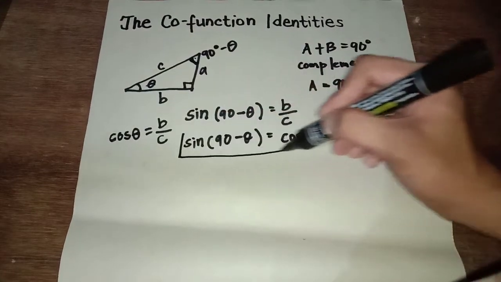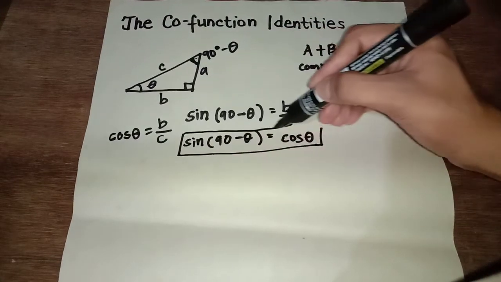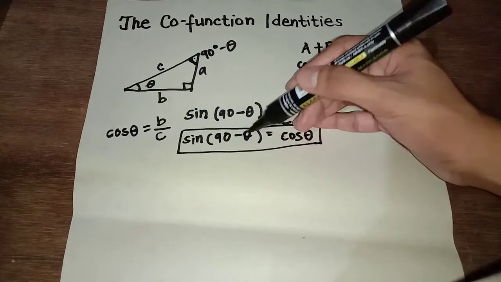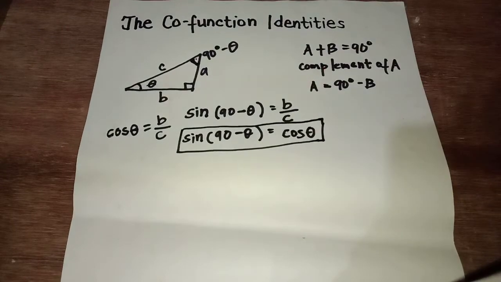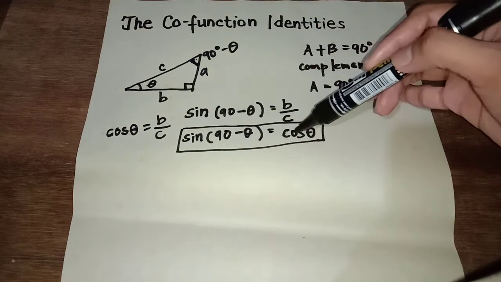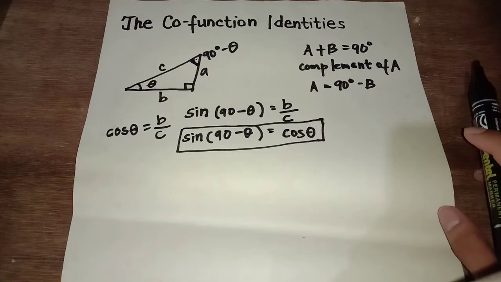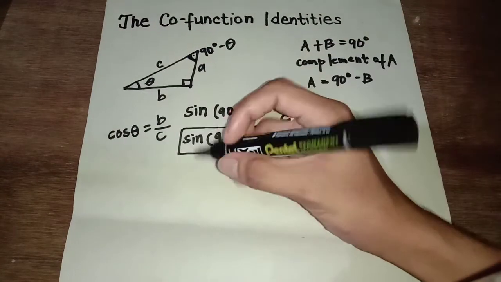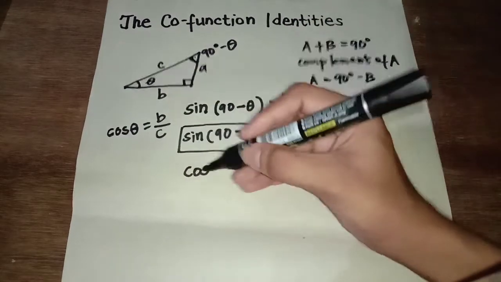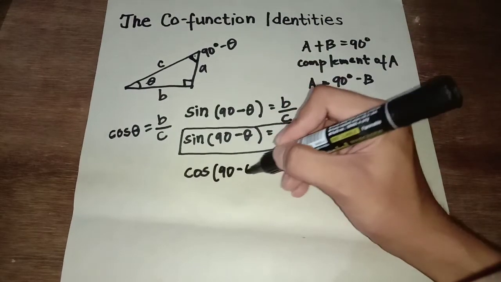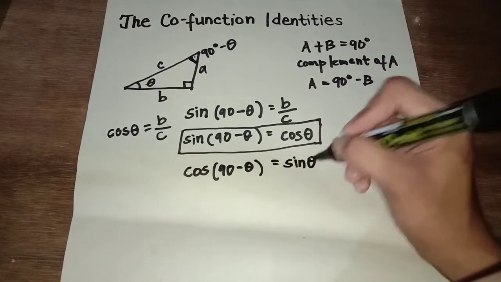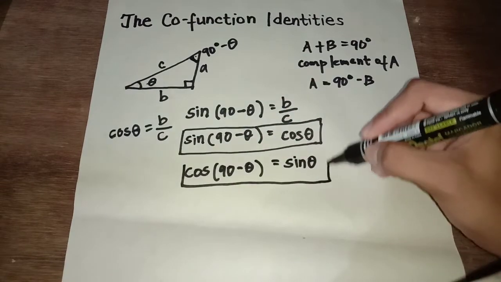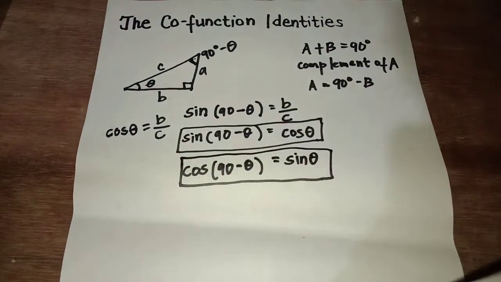So meron na tayong co-function identity that sine of 90 degrees minus the angle is equal to cosine of the angle. But since alam na natin na ang sine and cosine are cofunctions and complements, so we just agree that cosine of 90 minus theta is equal to sine theta. So nag-interchange lang naman sila.